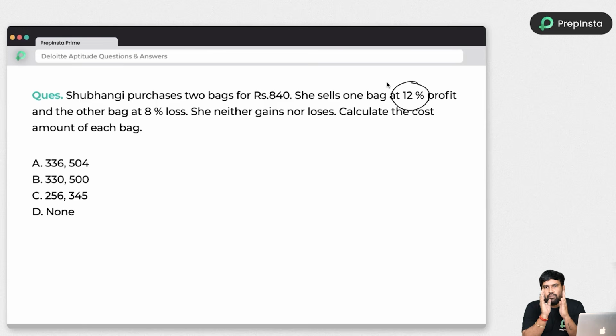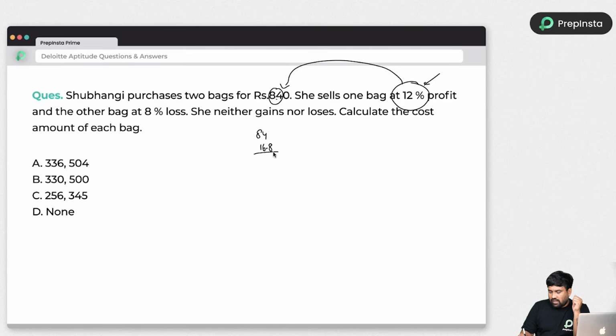12% is the profit. I am assuming that all the bags, whether two bags or three bags, I don't bother about it, are sold at 12% profit only. If I sell at 12% profit, how much profit will I get? Simple, right? 12% of 840. So 10% is 84 and 2% is nothing but how much? 1% is 8.4, so 16.8 is the 2%. So the answer is 100.8. This is the profit if you sell all the bags at 12%.